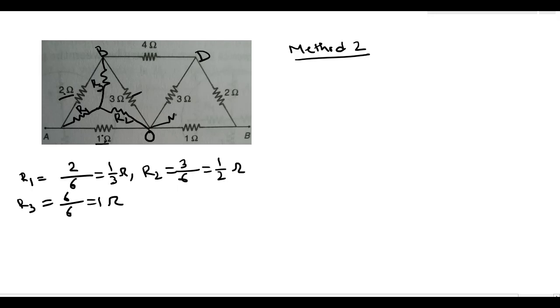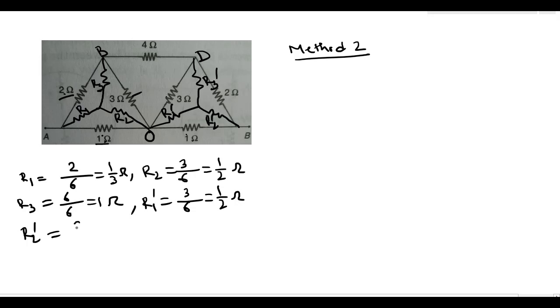these three resistances. Say this is R1 prime, this is R2 prime, and this is R3 prime. Now what will be the value of R1 prime? That is the multiplication of these two resistances, 3 into 1, that is 3, divided by 3 plus 1 plus 2, 6, that is half ohm. And R2 prime will be equal to 1 into 2 divided by 6, so 2 by 6, this is equal to 1 by 3 ohm, and R3 prime will be equal to 2 into 3, that is 6 by 6, is equal to 1 ohm.